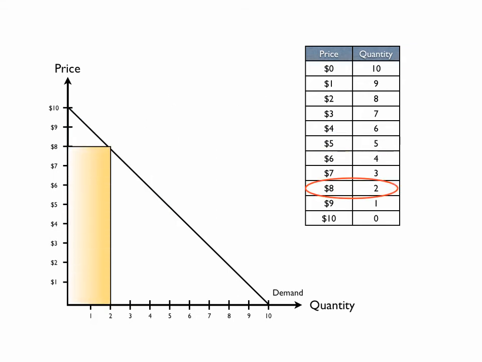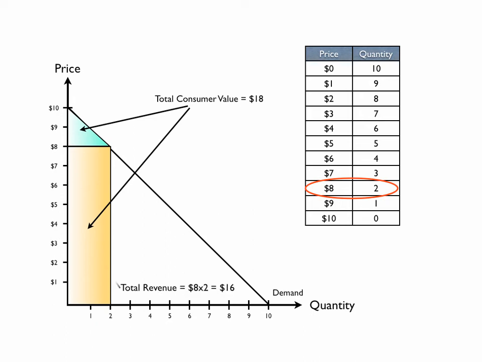At a price of $8, consumers are willing to buy just 2 units of these items. The total consumer value here is $18. But in order to obtain these 2 items, they had to pay $16. Therefore, total consumer surplus is just $2. A little different than we just looked at before.